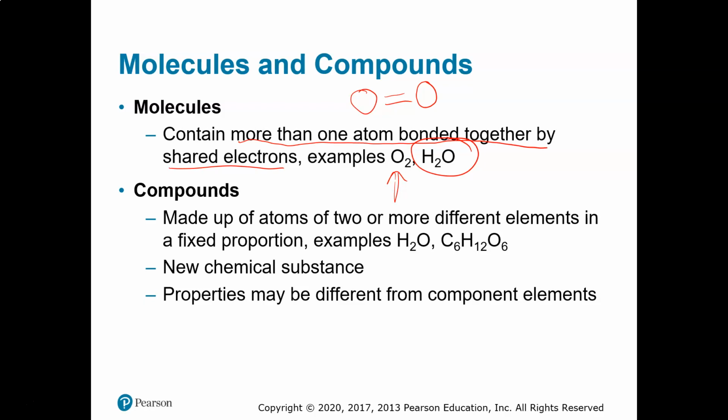But in compounds, the atoms that are bonded together must be different. They must be from different elements. So oxygen gas, O2, cannot be called a compound, but water can. Water can be called a compound because it has two different elements, hydrogen and oxygen, and this is the chemical compound for glucose. This is a good one to memorize. It contains 6 atoms of carbon, 12 atoms of hydrogen, and 6 atoms of oxygen. So for compounds, the atoms that are bonded must be from different elements, whereas molecules, all compounds are molecules.